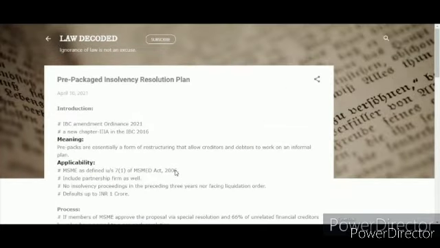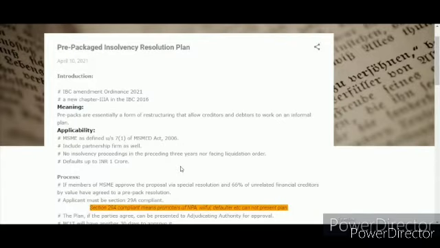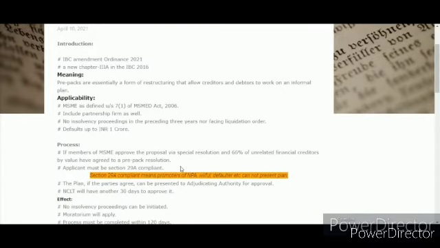This is recently introduced, and the government will now check how it resolves the insolvency problem of the MSME sector. Once this is tested, the government might extend this plan to normal corporates, which are currently covered under the CIRP, Corporate Insolvency Resolution Process.